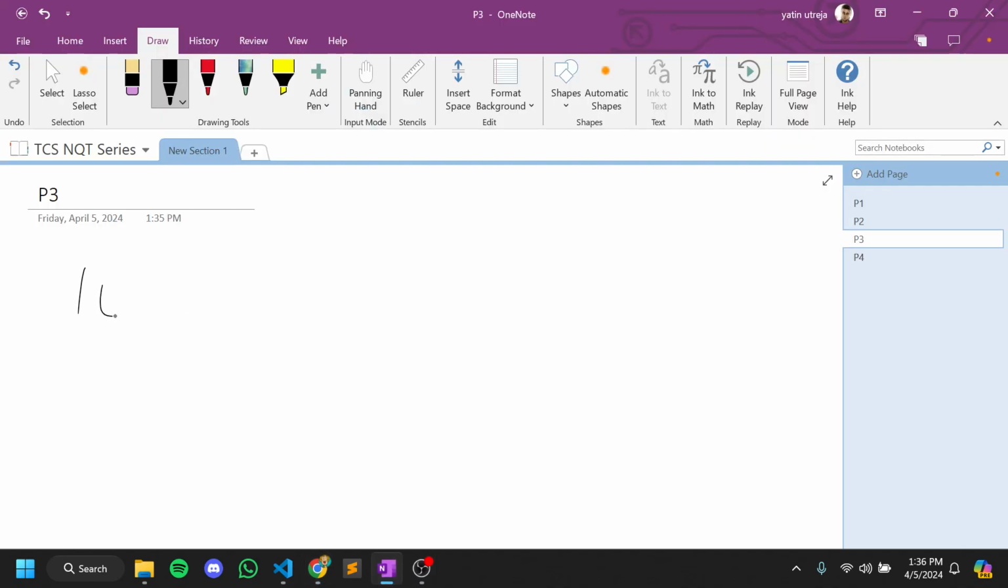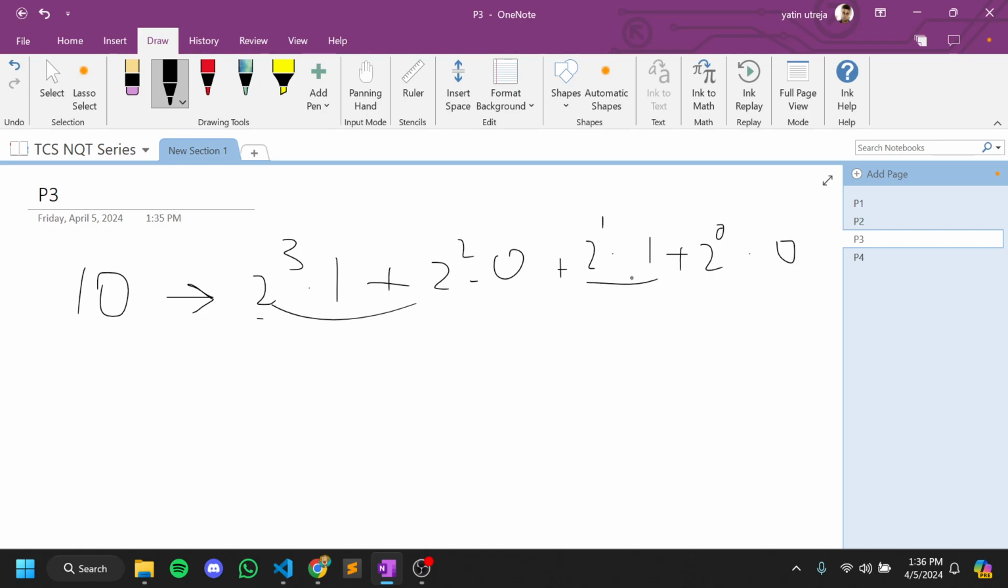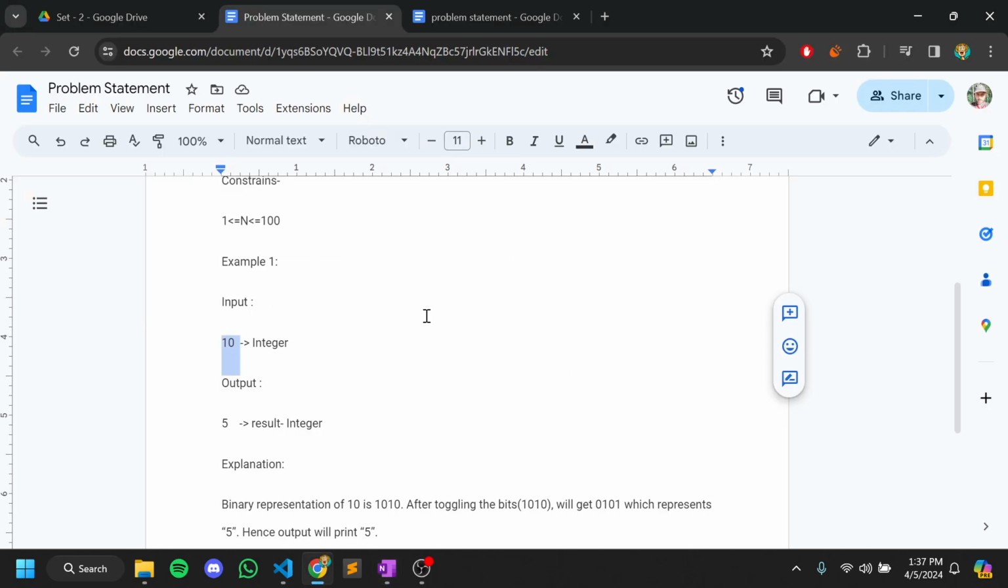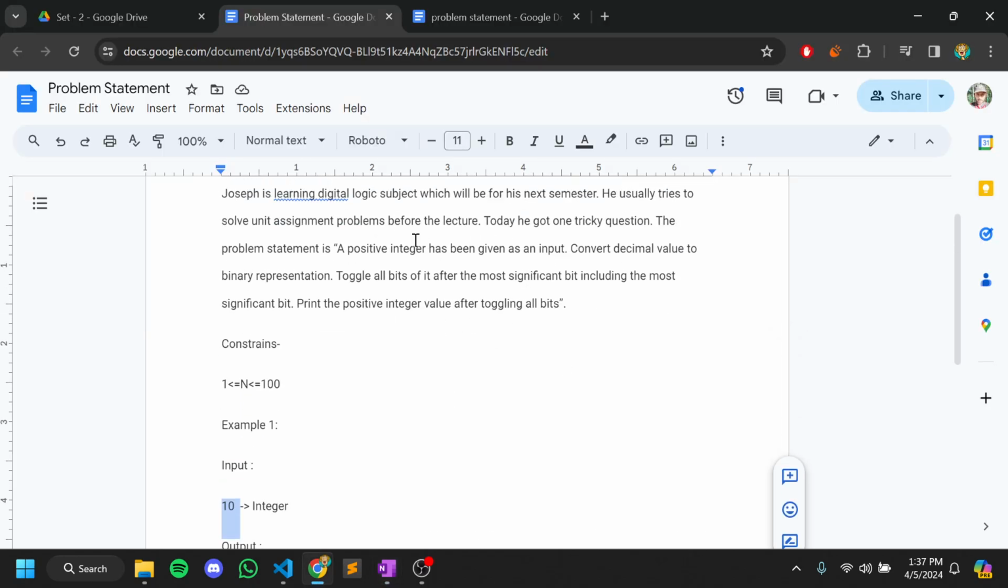So 10, how can we write 10 in binary? Let's just revise that 10 can be written as 2 cube into 1 plus 2 square into 0 plus 2 to the power 1 into 1 plus 2 to the power 0 into 0. So this is basically 8 and this is basically 2. This is the representation of 10, and for the binary representation we can write it as 1010.